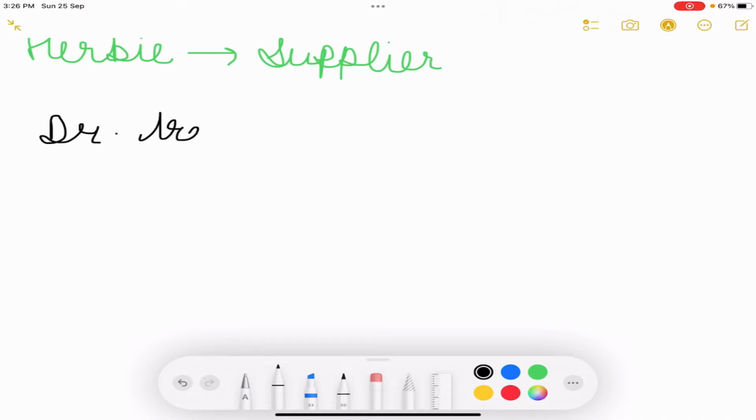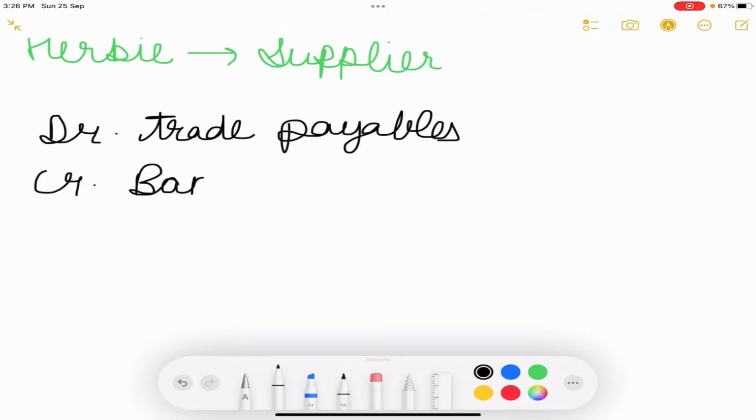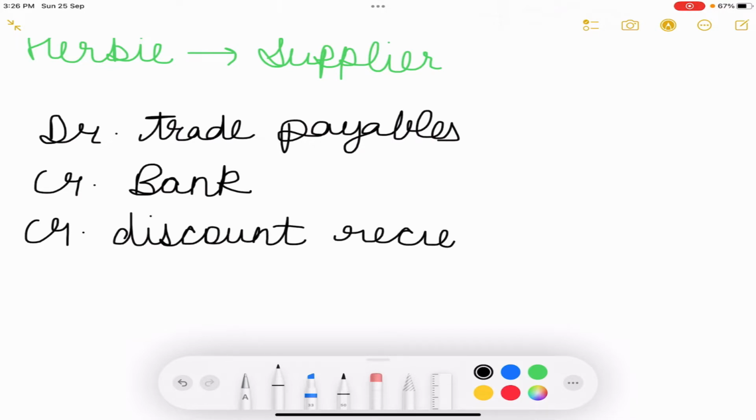Debit the trade payables, right? Debit the trade payables, and we are going to pay in cash, right? Cash or bank. Credit the bank, but we are also getting a discount, so we are going to credit the discount received. In my books, it's going to be discount received, but in the books of the supplier, it's going to be revenue. You know that, right?